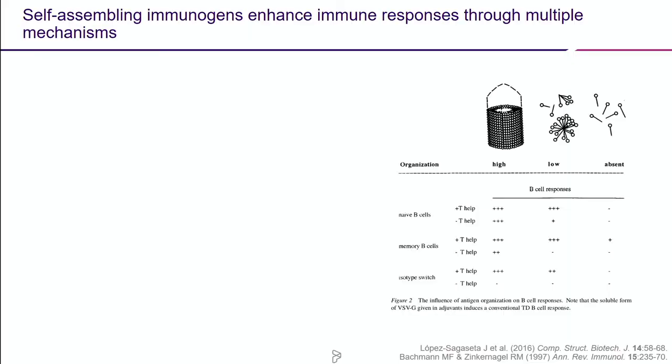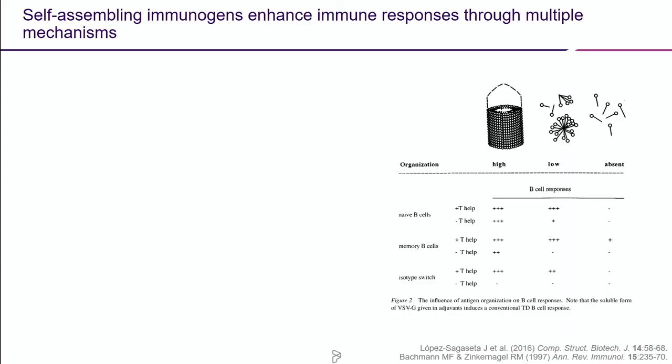So it's been known for quite a long time. This is a review from over 20 years ago. It's really been known for a while that repetitive arrays of antigen induce stronger humoral immune responses. And this is really thought to be driven mainly by B cell receptor cross-linking on the B cell surface. So this repetitive array of antigen cross-links the B cell receptor, that leads to stronger signaling and expansion of those B cells.